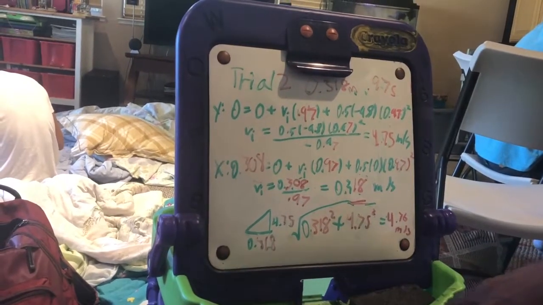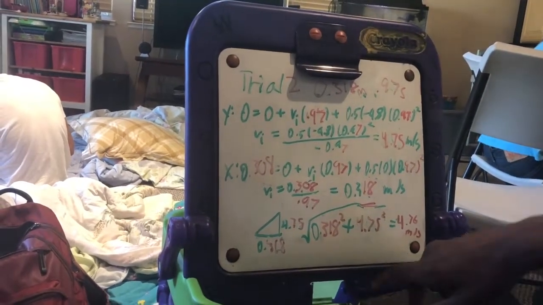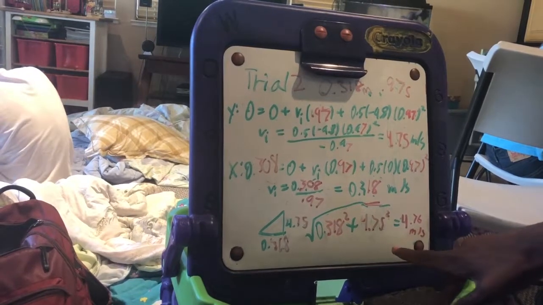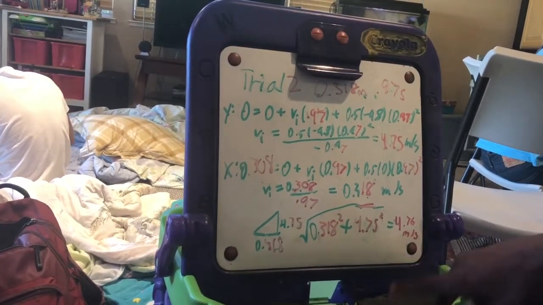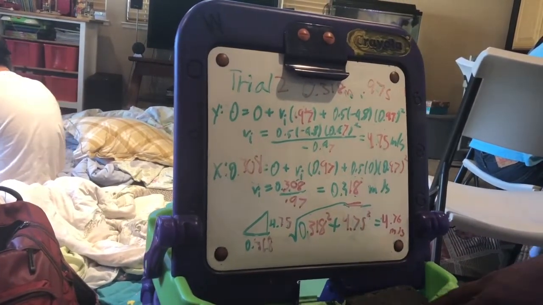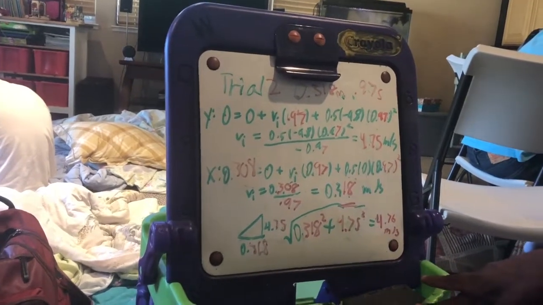To find the initial velocity, we used the Pythagorean theorem. So 0.318 squared plus 4.75 squared is equal to 22.6, and the square root of that is 4.76 meters per second, which is our initial velocity.